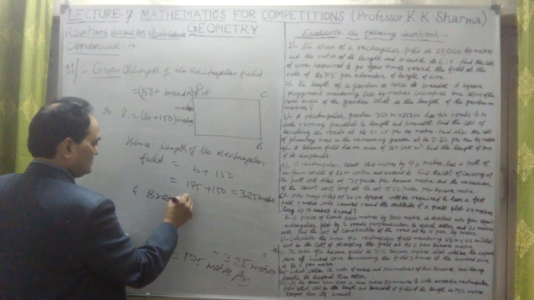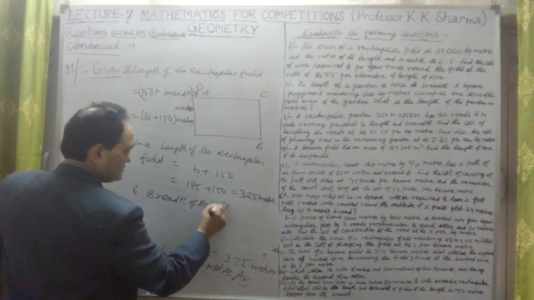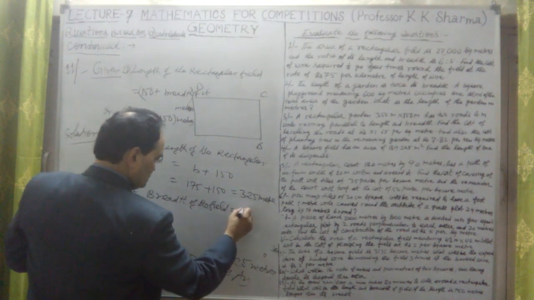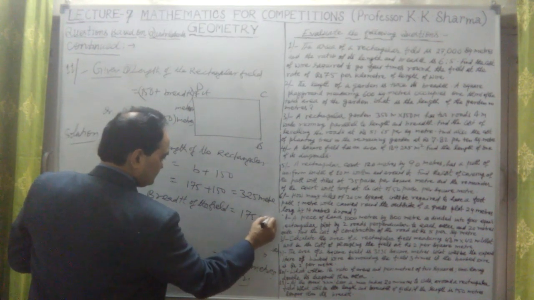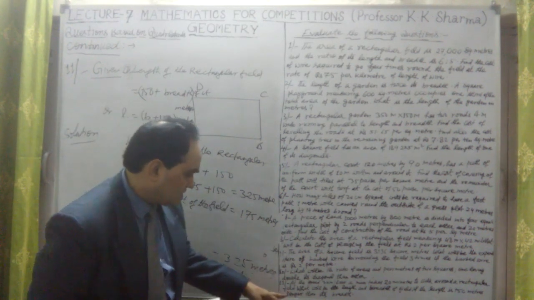And the breadth of the field is equal to 175 meters. These are the two answers we had to calculate. What is the length and breadth?